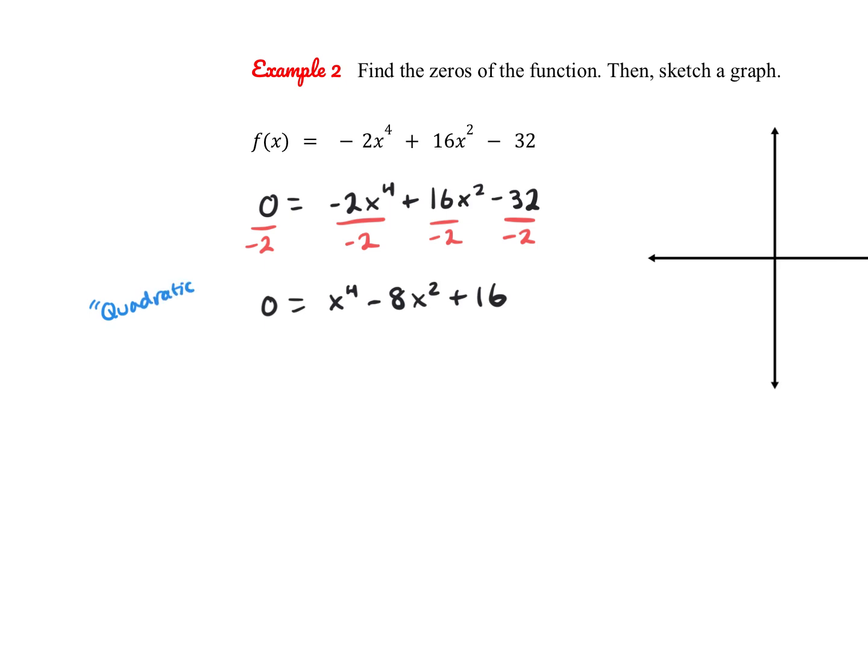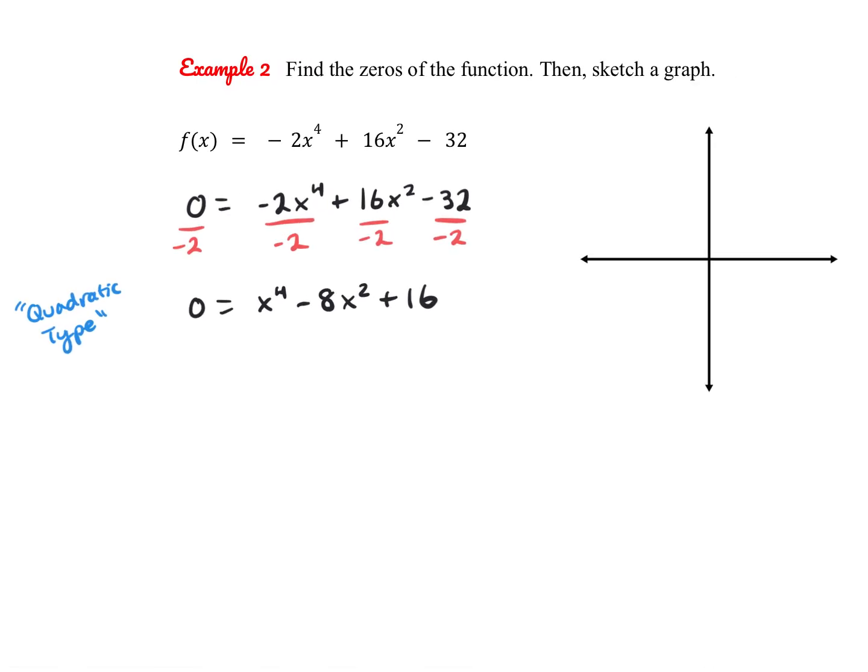Quadratic type, because we can see that the exponent here is double the exponent here, and then we have this constant. So for something like this, we would factor it as if it said this, plus 16, which we could just do some magic x. What multiplies to make 16 and adds to make -8? That'll be -4 and -4.